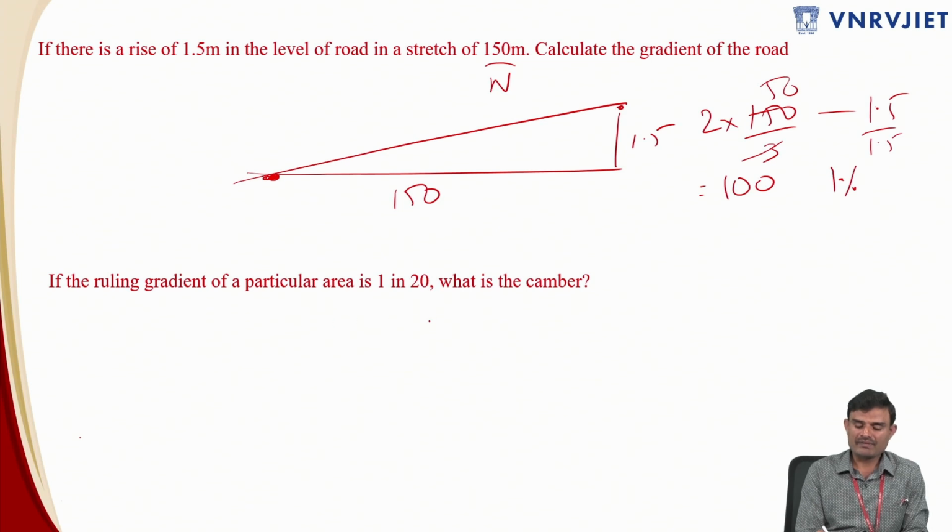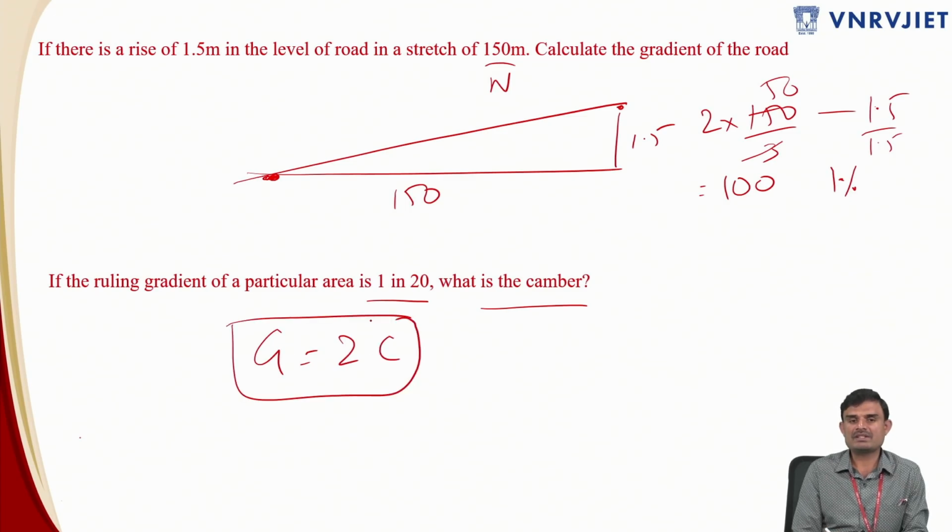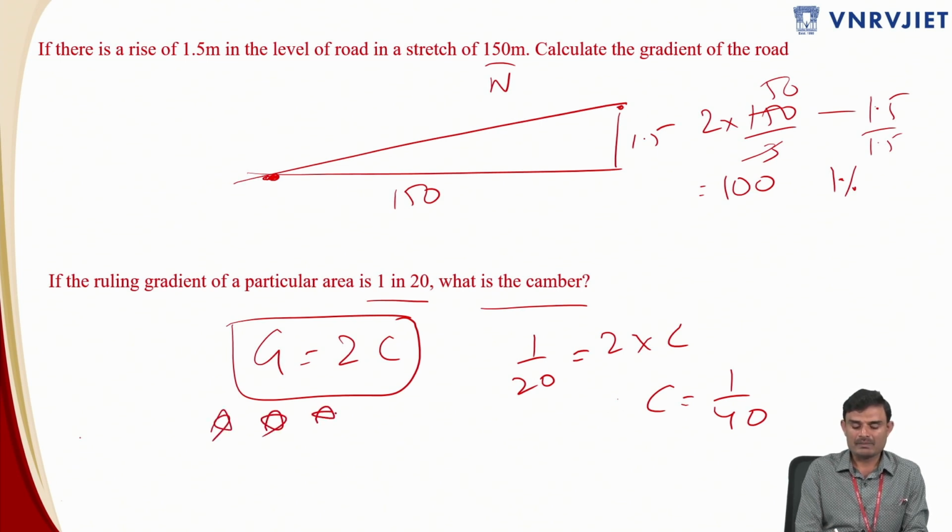Okay, if the ruling gradient of a particular area is 1 in 20, what is the camber value? There is a very important relation which you need to remember between gradient and camber. The relation between ruling gradient and camber that holds good is G is equal to 2C. As it is 1 in 20, you just don't suddenly put it as 1 in 10. G is nothing but 1 in 20, that is nothing but 2 times the camber. If you calculate the camber, C is equal to 1 in 40. So this is the value of camber here. The relation between gradient and camber, G is equal to 2C, is very important.